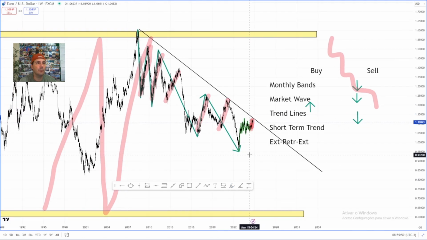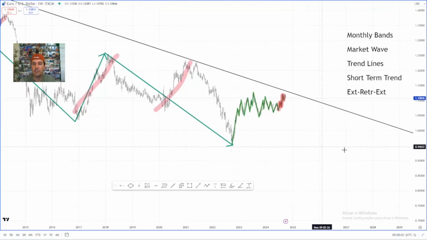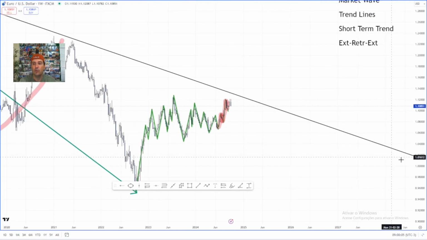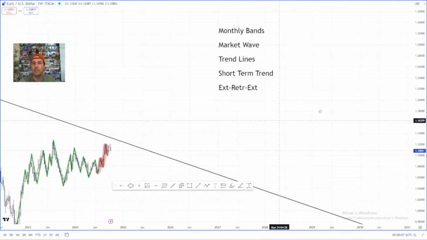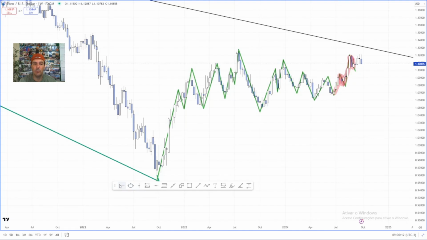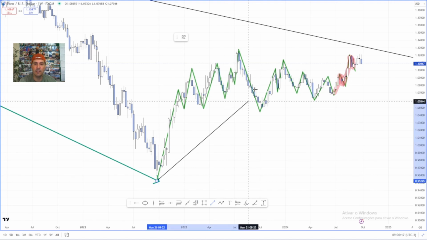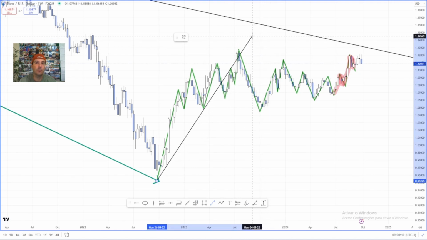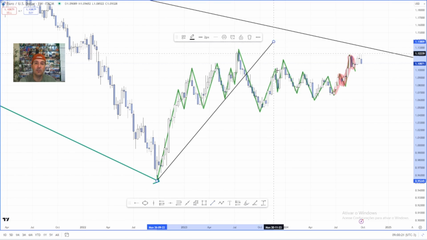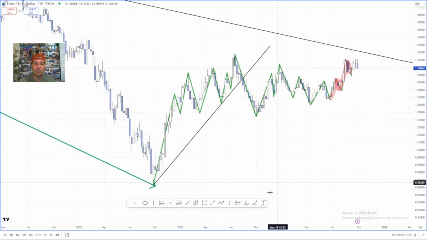Alright, so the euro dollar weekly chart: the short-term trend is up, right? Then what else can we do to have a better visual? Well, we've learned trend lines. So we can do something like this. This would be wrong, you know, a trend line is a tool that confirms the trend. This is the trend line, right?